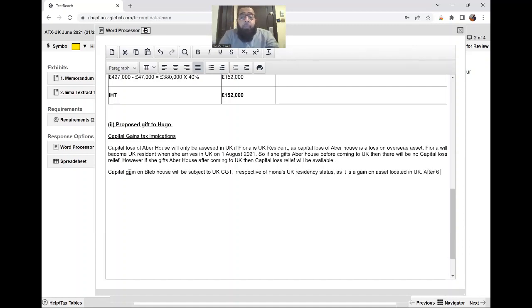After 6th April 2015, all UK residential properties are subject to UK CGT irrespective of residency status of a taxpayer.